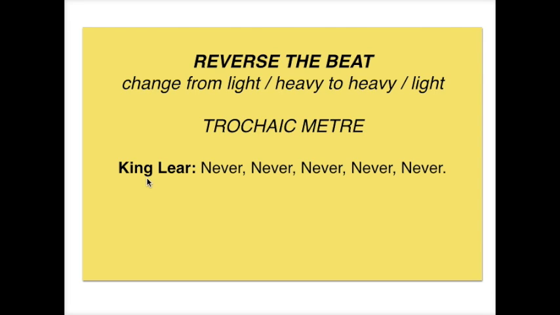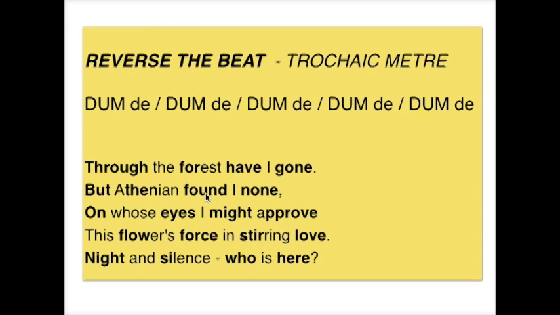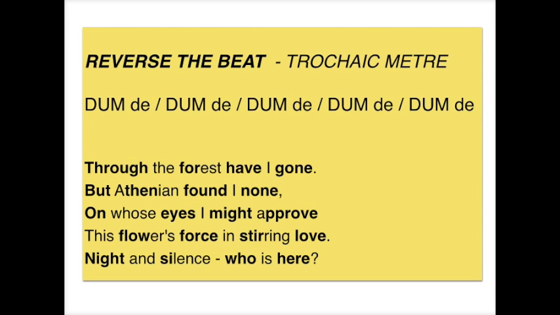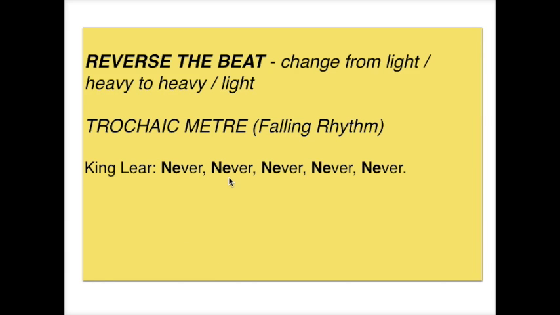So King Lear, famous for his long trochee line of "never, never, never, never, never." He's just found out his daughter Cordelia has been killed, and he seems pretty stuck for words. So this is a reverse line, a reverse of the meter now. A trochaic meter is sometimes called falling rhythm, which has a downbeat feel. So obviously with King Lear, his daughter's just died, a downbeat feel.